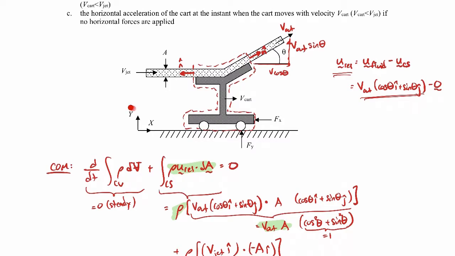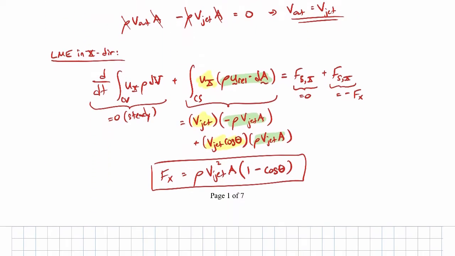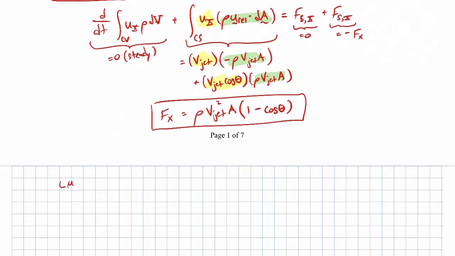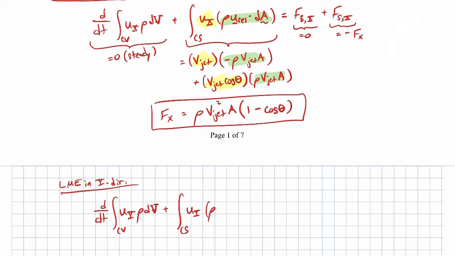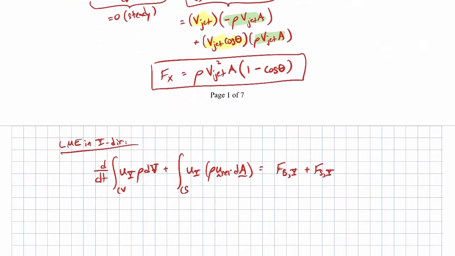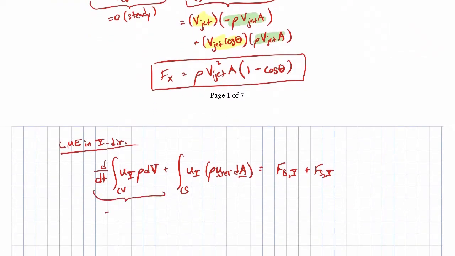Okay, now let's do the linear momentum equation in the y direction. So we'll write out the linear momentum equation in the y direction. This is the time rate of change of y linear momentum within the control volume. Now I'm writing out the rate at which linear momentum leaves the control volume through the control surface. It's the net rate. Here are body forces in the y direction and surface forces in the y direction. So the first term is going to be 0 because it's steady again.